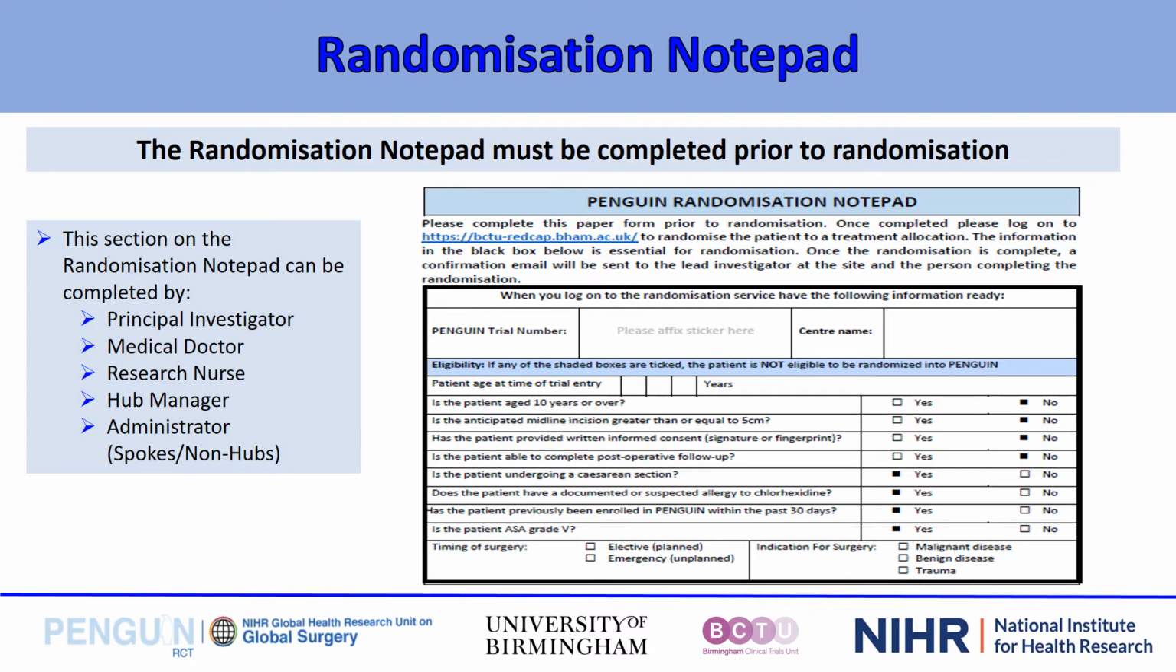After allocating a trial number, the next step is to complete the randomisation notepad before the online randomisation can be performed. The first section of the form can be completed by any member of the research team. Please confirm the patient's eligibility status by ticking the appropriate boxes on the form. If any of the shaded boxes are ticked, then the patient is not eligible for Penguin and they cannot be randomised to the trial. In addition, you must also complete the timing of surgery and indication for surgery, because this is important information that is used in the randomisation process.